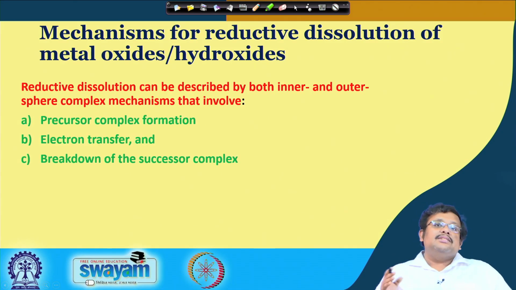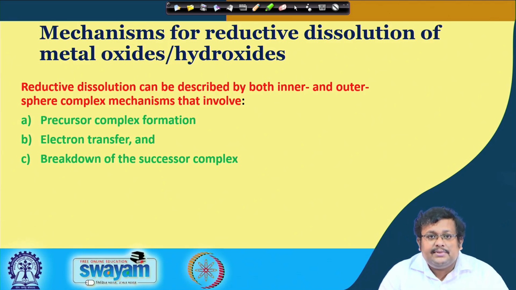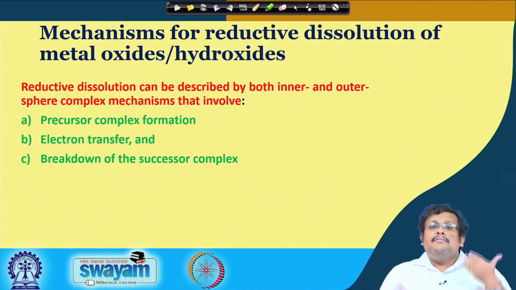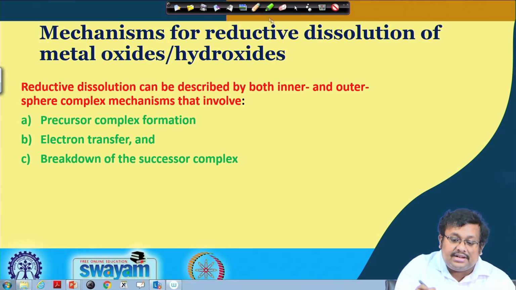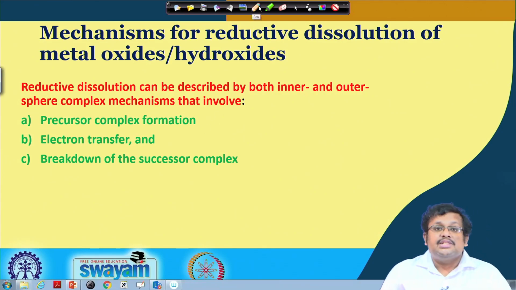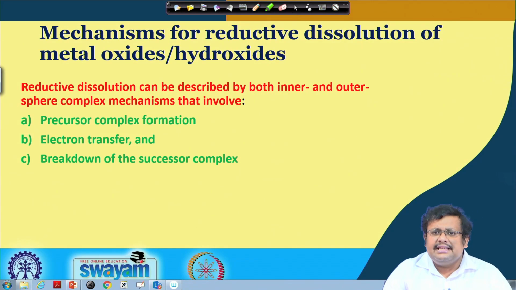Now, this reductive dissolution can be described by both inner sphere and outer sphere complexes. We have already seen what inner sphere and outer sphere complexes are in our previous lectures. This inner sphere and outer sphere complex based reductive dissolution can be expressed in terms of three mechanisms. One is precursor complex formation, second is electron transfer, and third is the breakdown of the successor complex. Let us see in detail.